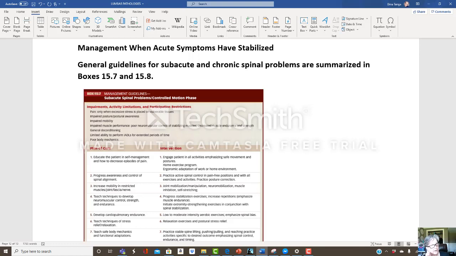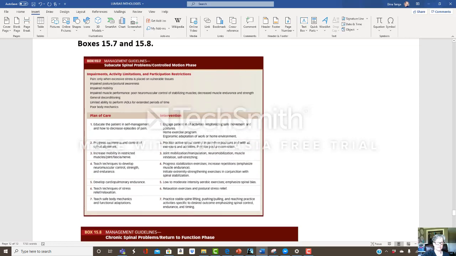Management when acute symptoms have stabilized. General guidelines for subacute and chronic spinal problems are summarized in boxes 15.7 and 15.8.